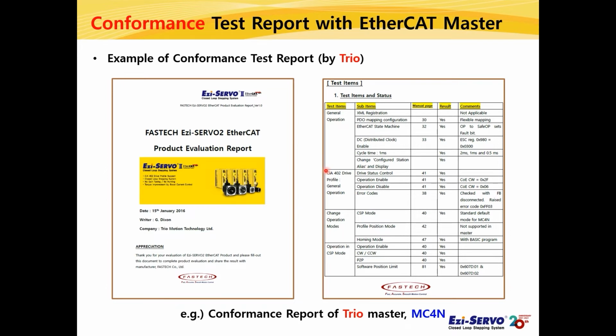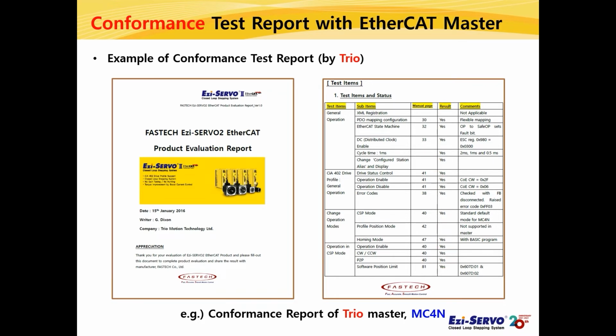For example, if you look at this part, you can check the test items for drive status control, operation enable, operation disable and error codes of CIA402 drive profile. Tests were conducted for each evaluation item, and this is the result.